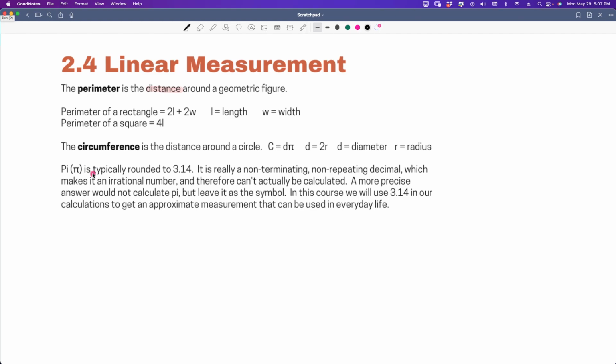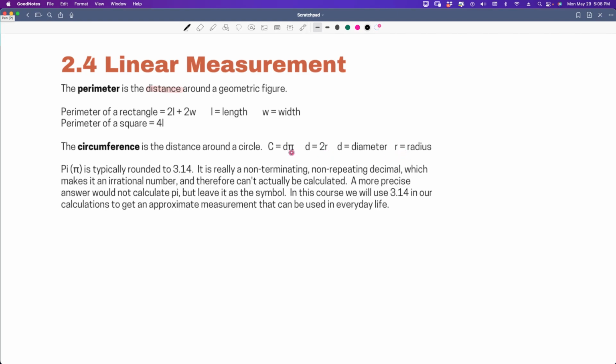We know that the perimeter is around a polygon, something that has flat sides, but it can also be the distance around something that has both flat and curved sides. Circumference is the distance around a circle. So it has to be a circle to use this formula. And this formula is the circumference is equal to diameter times pi. Now the diameter is 2 times the radius. In these formulas, d is the diameter and r is the radius.